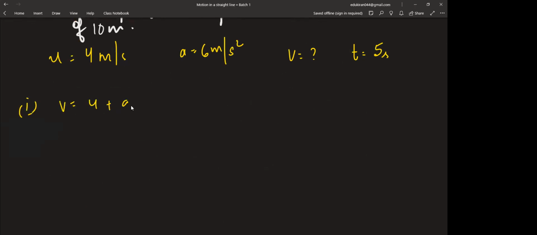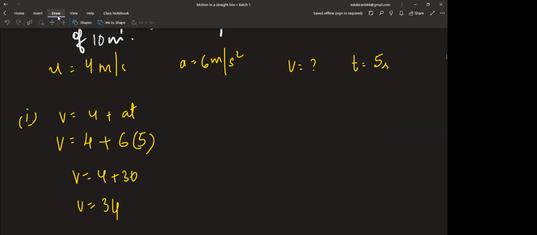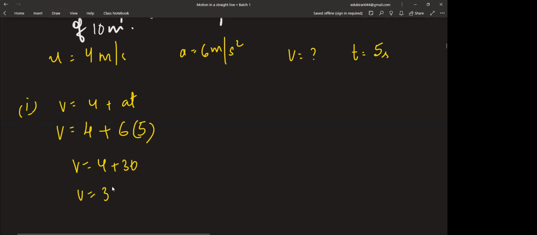V is equal to U plus AT. U is 4, A is 6, T is 5, V is 4 plus 30. Very good, Alina. This is 34 meter per second. Okay, Ali, very good. Very good.